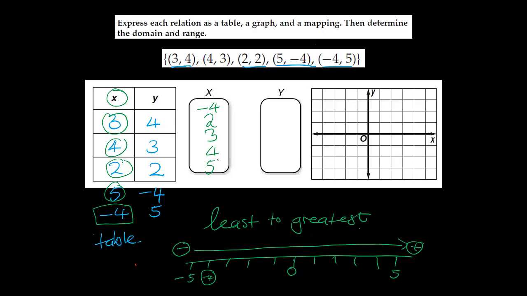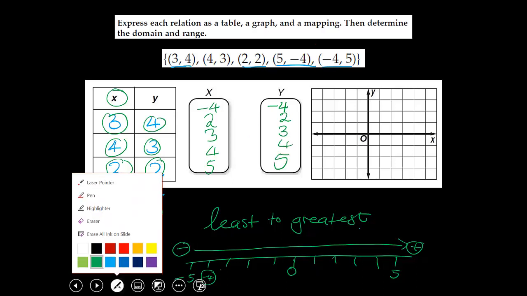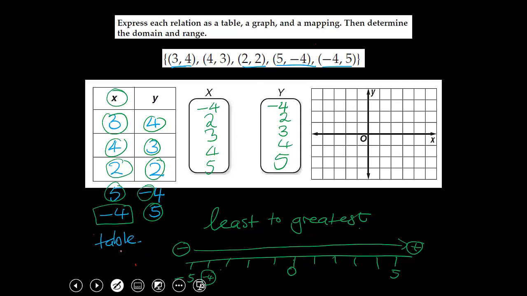We're going to do the exact same thing with the y values. Looking at my y values, do you have any negative numbers? Yes, I've got -4. So -4 is going to be my smallest number. Any more negative? No. So go positive. Smallest positive is 2, then 3, then 4, then 5. And those are my y values. But I am not done. The next step in what I need to be able to do is I need to show the relationship.